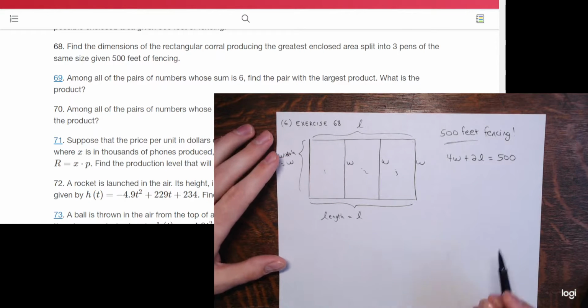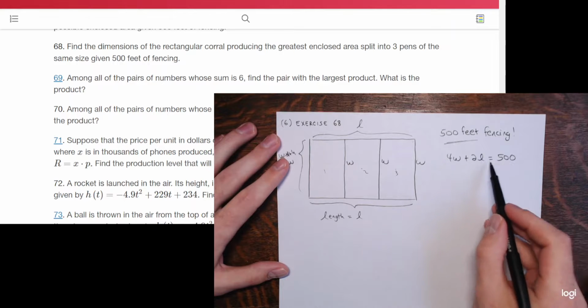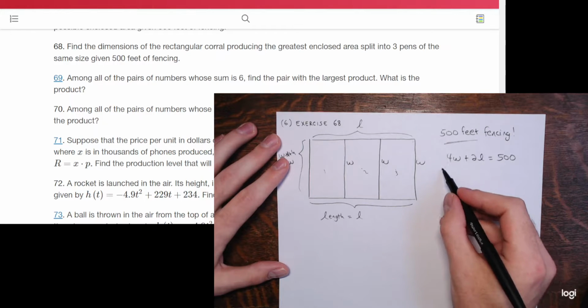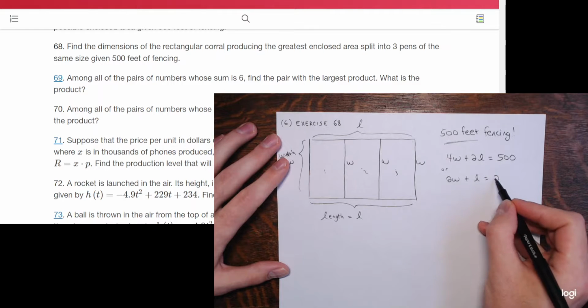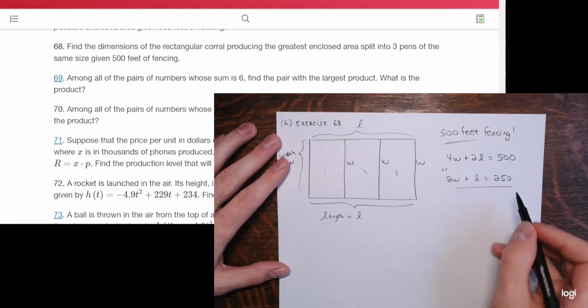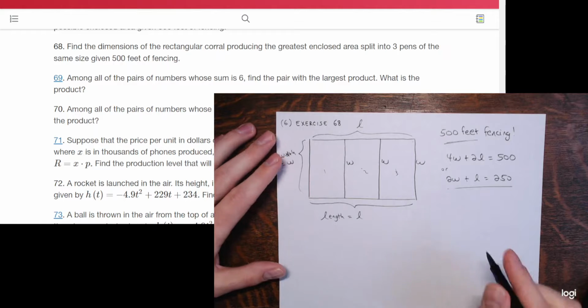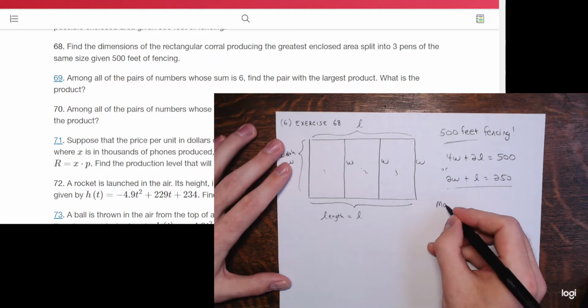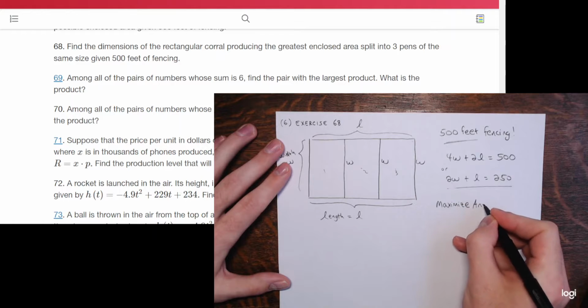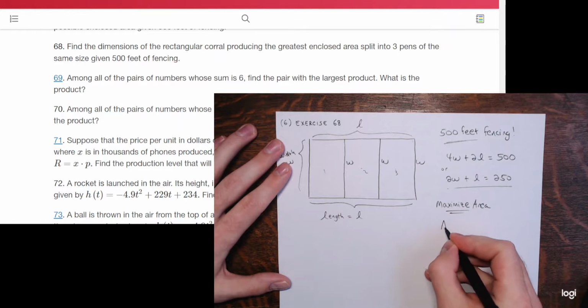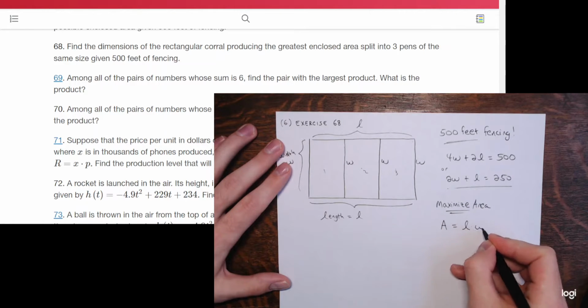And if you notice, everything is a multiple of 2. So if I divide through by 2, that'll make these nicer. 2W plus L equals 250. This is the equation I'll use. And we're trying to maximize area. Now remember, area is length times width, L times W.